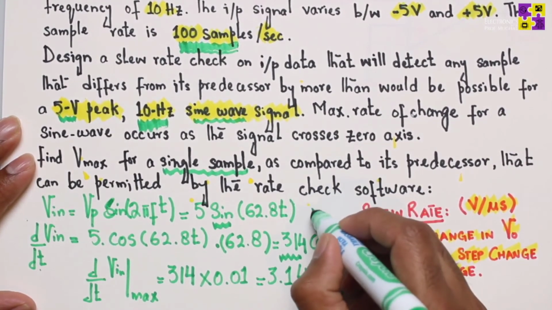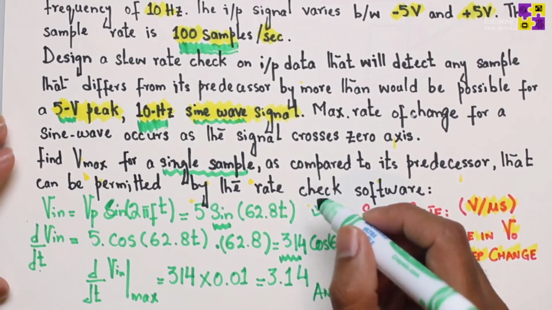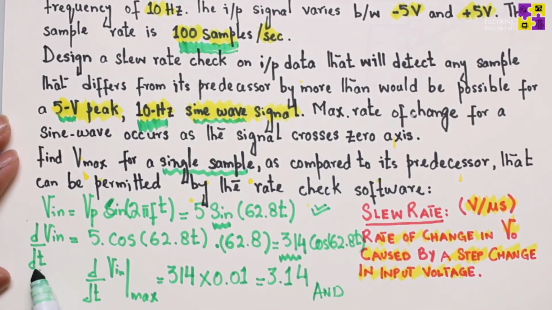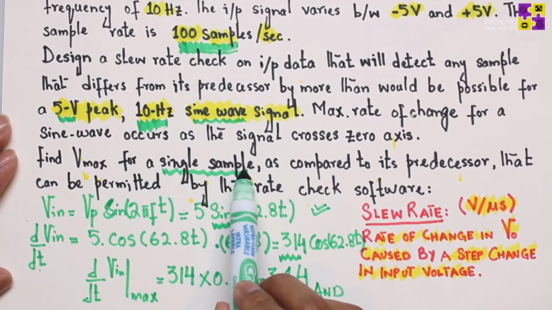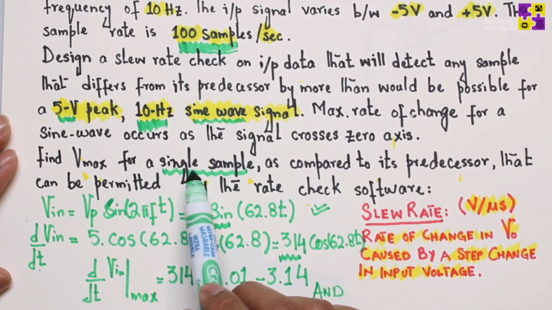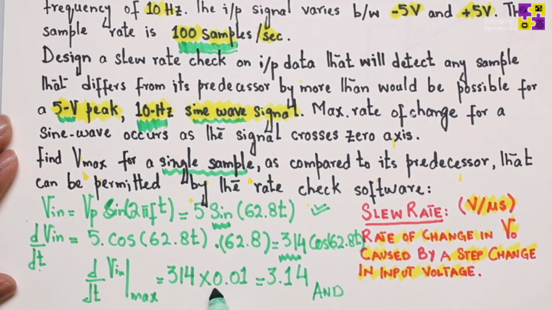So there's a little bit of math that you have to do. Remember, this equation is pretty important. Plug in the values, differentiate with respect to time, and then multiply by 0.01 because we were interested in a single sample. If they were not asking for a single sample, we didn't really have to do this part right here.